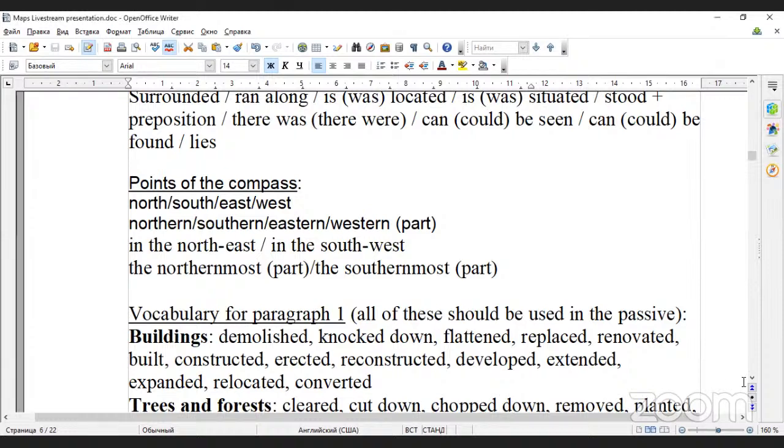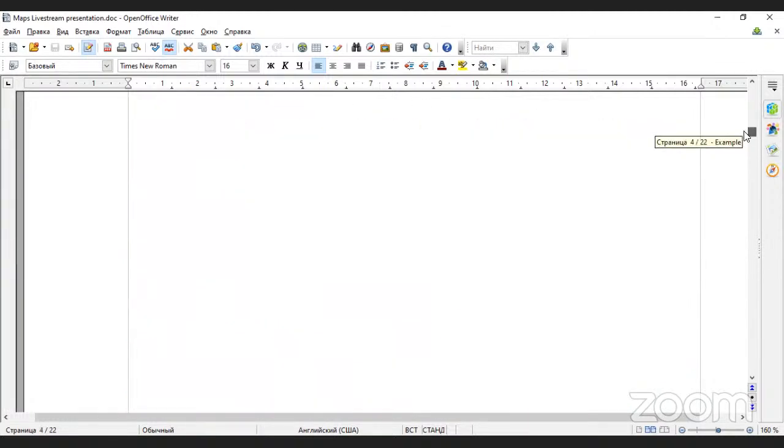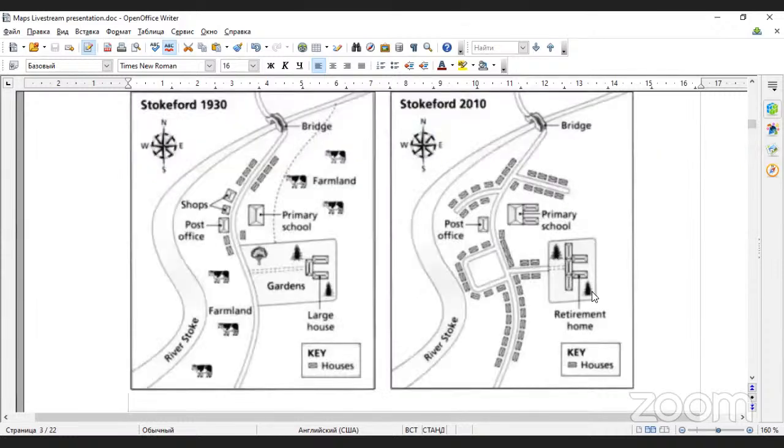Trees and forests. So there can also be some kinds of trees. For example, if you see coniferous trees or deciduous trees, it's not by chance. It's a good idea to describe them as what kind of trees they are. As for example, I think it was on this map, you can see that here there are only coniferous trees, but here you have coniferous trees and a deciduous tree. So a combination of coniferous and deciduous trees.